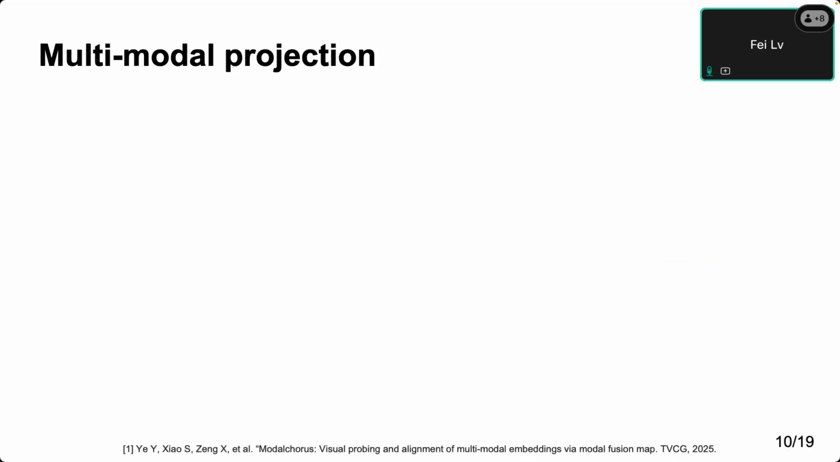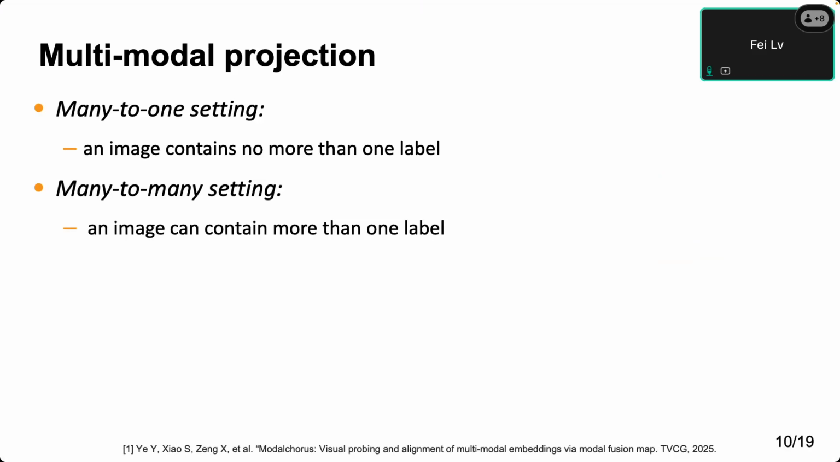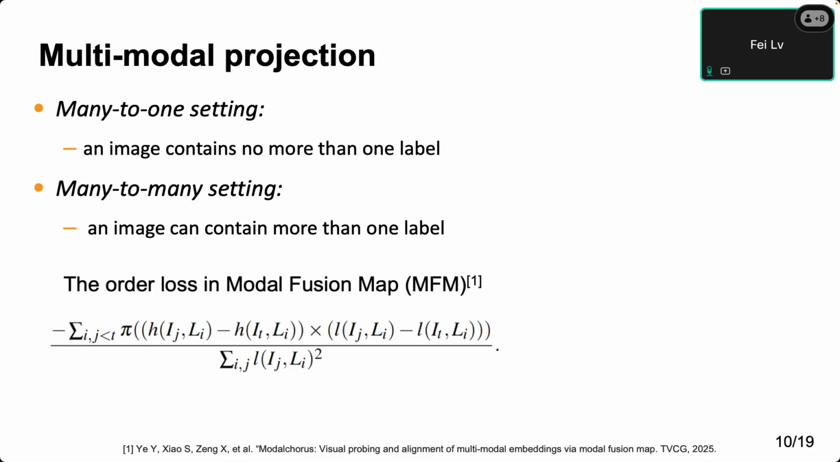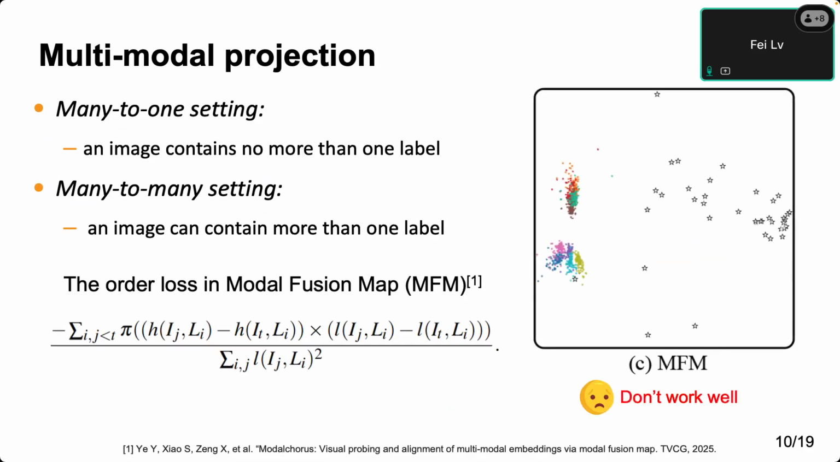Based on how many labels an image contains, we categorize it as a many-to-one setting or a many-to-many setting. A recent work, Model Fusion Map, uses an order loss to solve this problem. However, in the many-to-many setting, it doesn't work well. To figure out why, we conduct a theoretical analysis.